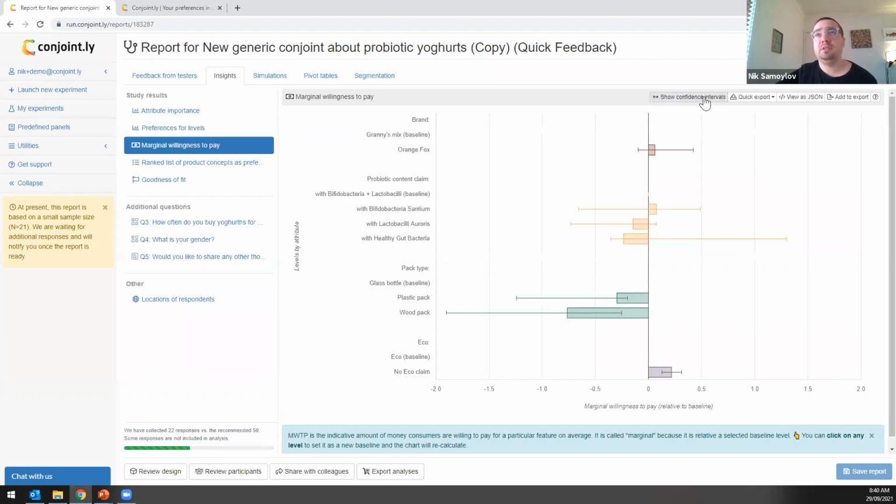Again, we can look at confidence intervals. They are pretty wide here. I think of all these things, it's only fair to say that the glass bottle is something that people are willing to pay more for, because both for plastic and wood, you see they're both negative relative to the glass bottle baseline.